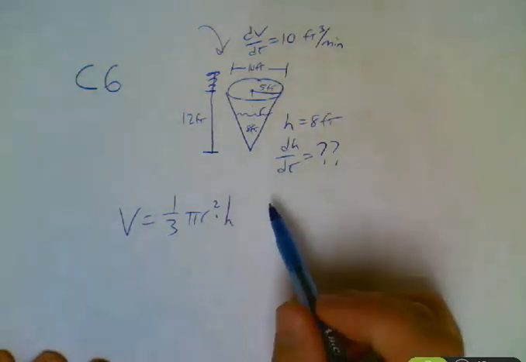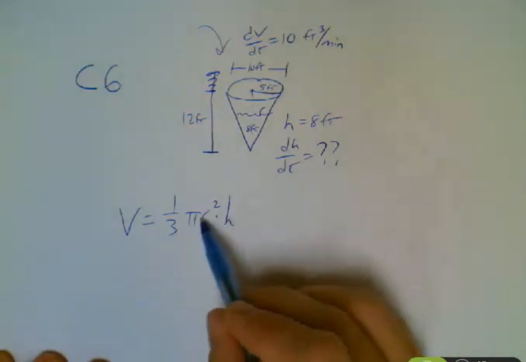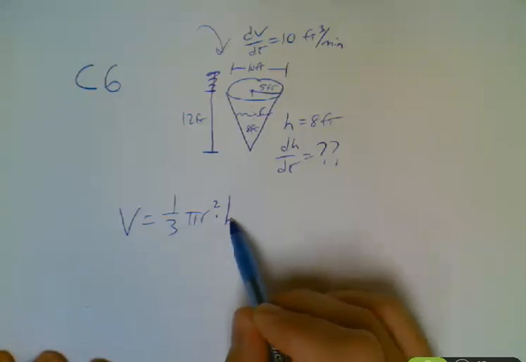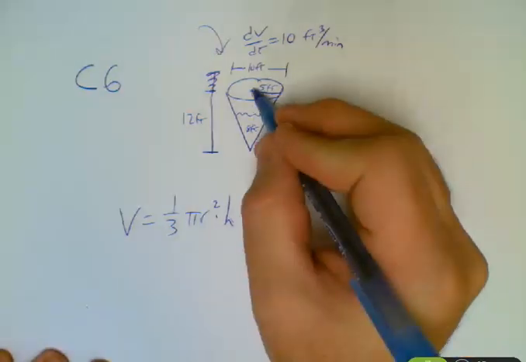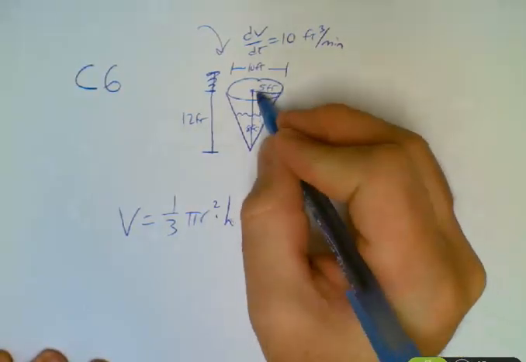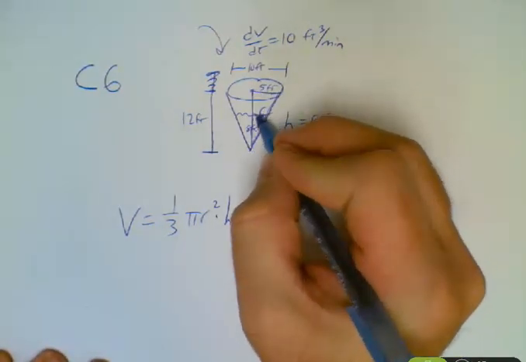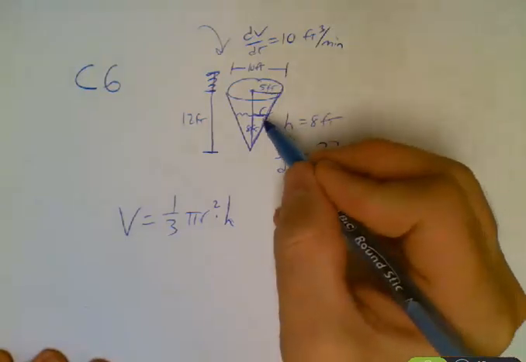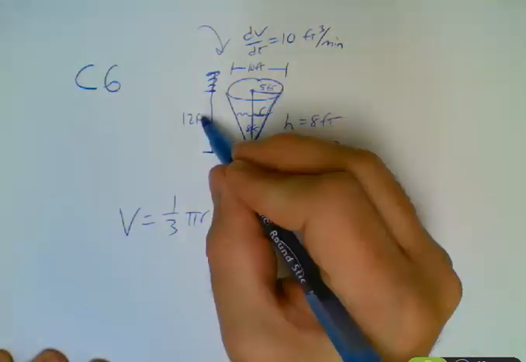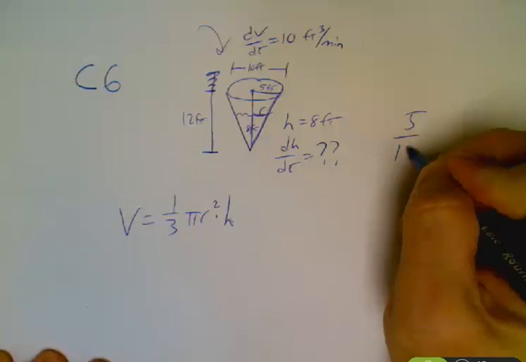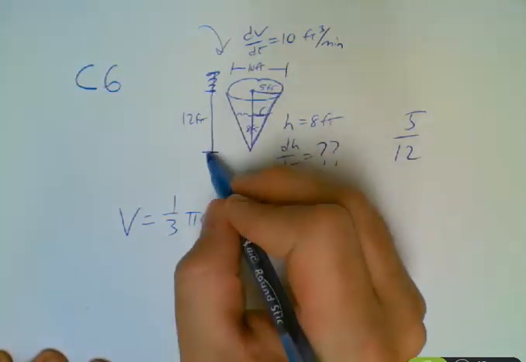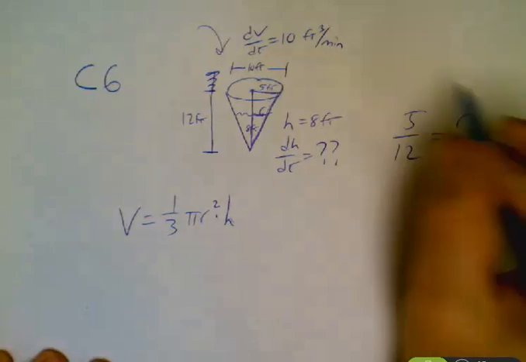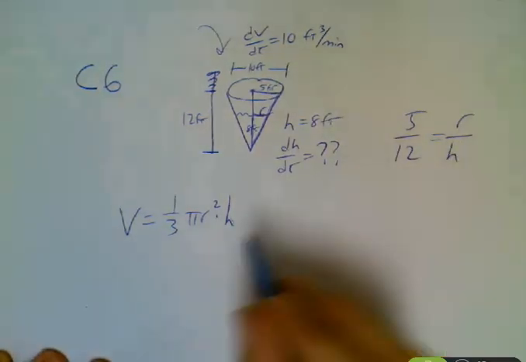So just like those other cone problems, we need to somehow substitute. I don't want to have two unknowns, so we need to relate r and h somehow and then substitute in. Well, we can use similar triangles. We've got the big triangle here, and we've got the smaller triangle here, essentially. So we can set up a proportion: 5 over 12. That's the radius of the cone versus the height of the cone, which must equal the radius of the water over the height of the water.